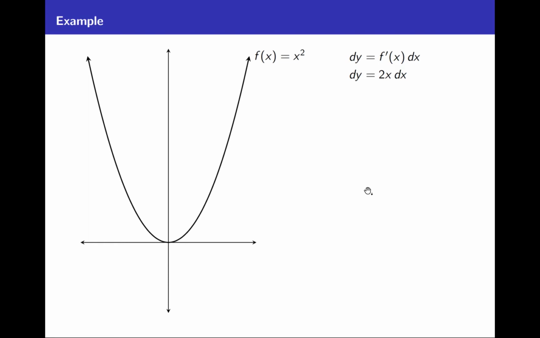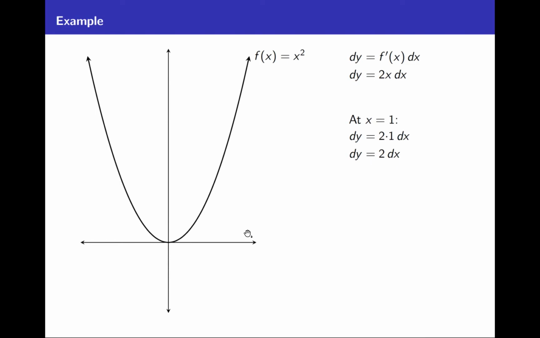Let's take a specific value for x, say x equals 1, and plug that in. If x is equal to 1, dy is 2 times 1 times dx, or simply, dy equals 2 times dx. So this equation says that when x equals 1, dy is always twice dx.